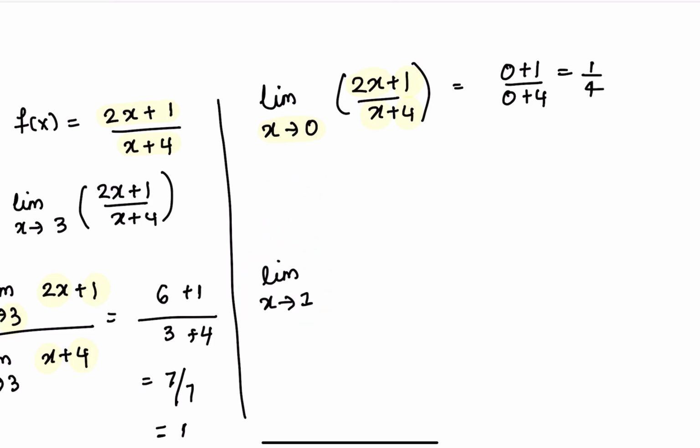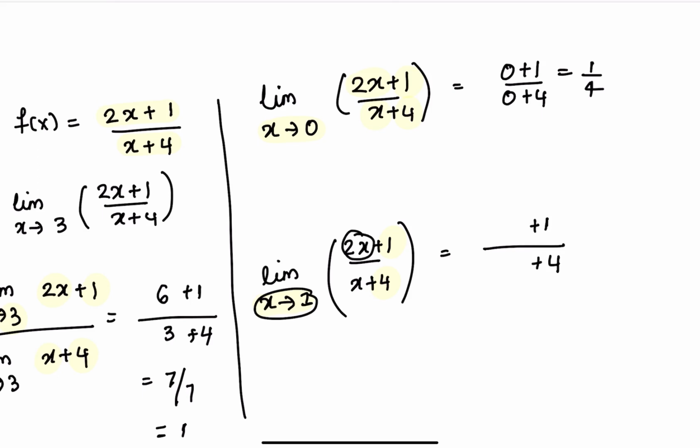Now let's look at the next one. Again, do you have to do the limits like we did before? You don't have to once you get the hang of it. The limit as x approaches 1 of a constant is a constant, so this is going to be plus 1 and plus 4. The limit as x approaches 1 of 2x is 2 times 1, and the limit of x is 1. So 2 times 1 is 2, 2 plus 1 is 3, and 1 plus 4 is 5. So this is 3 over 5.